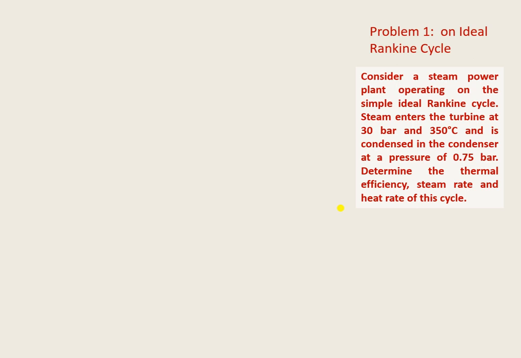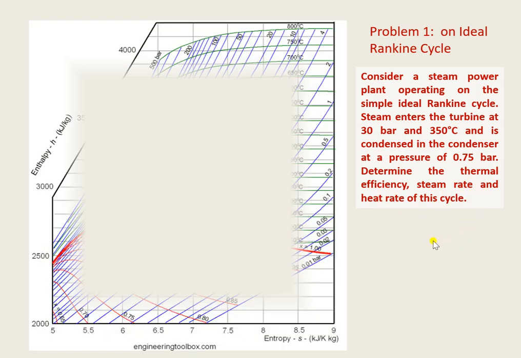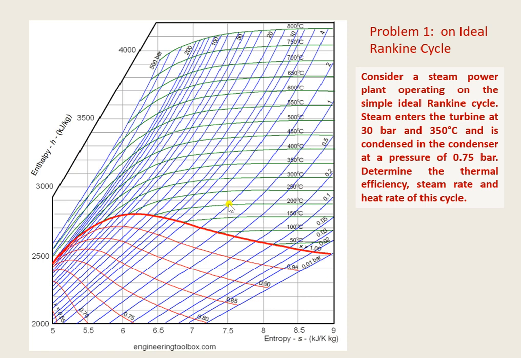Now we will take up problem number 1, which was given in Vapor Power Cycles Part 1. The statement of the problem is: consider a steam power plant operating on a simple Rankine cycle. Steam enters the turbine at 30 bar and 350 degrees Celsius and is condensed in the condenser at a pressure of 0.75 bar. Determine the thermal efficiency, steam rate and heat rate of this cycle. This problem we have already solved using steam tables. Now we will see how to read the enthalpy values required to solve this problem.